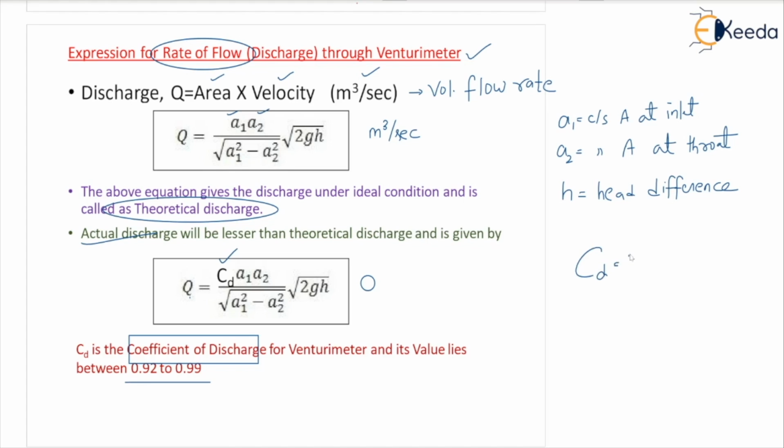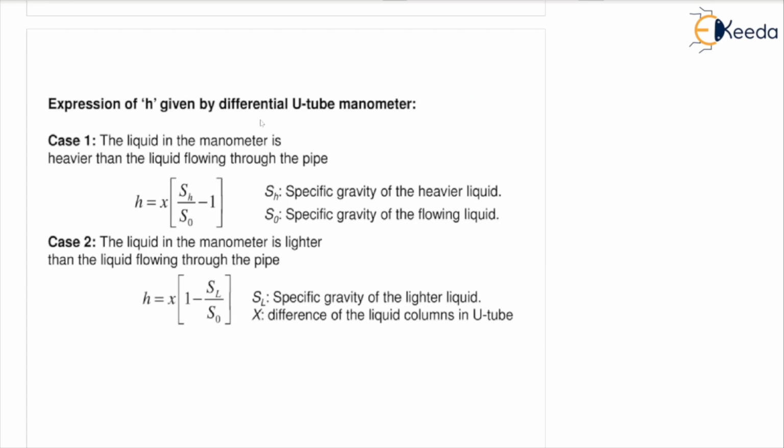Sometimes they will ask you to find the value of CD in the examination. What is the value of CD for venturimeter? This question is already asked in the examination. We'll go to the next one. Sometimes the H value is not given in the question, then how can you find the H value?